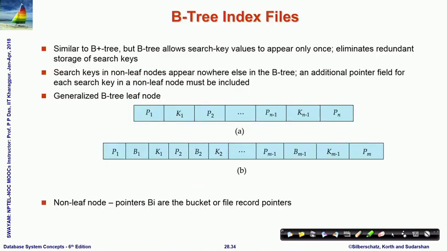Next, let us take a quick look into the B tree index file, which is another alternate possibility. The basic difference between a B plus tree and a B tree is that a B tree allows search key values to appear only once. If you remember, in the B plus tree your search key values which occur in an internal node keep on occurring at multiple node levels also. A B tree does not allow that. The search key in non-leaf nodes appear nowhere else in the B tree. So, naturally the question is where will the actual record value be found for this key.